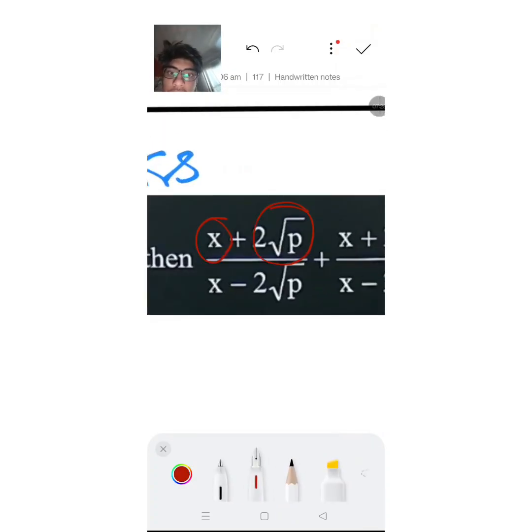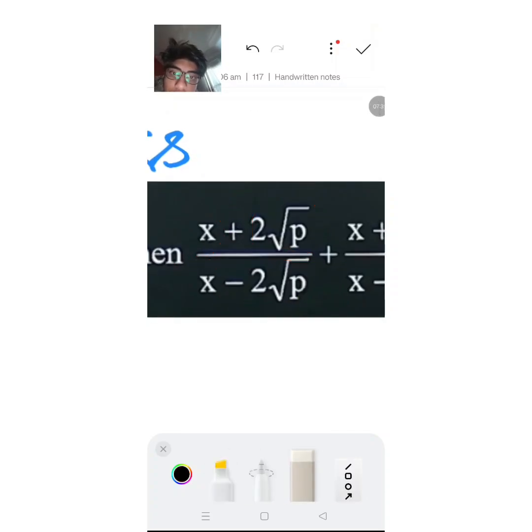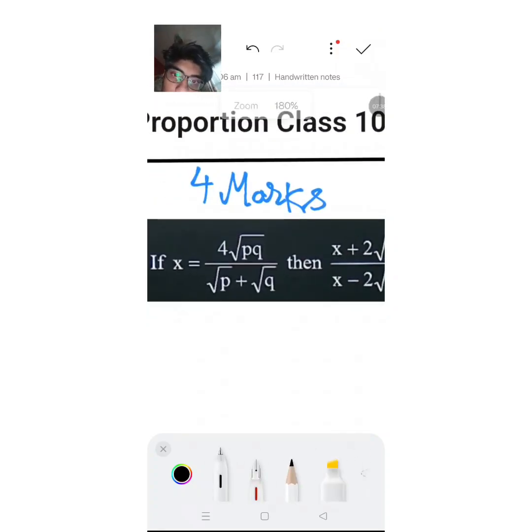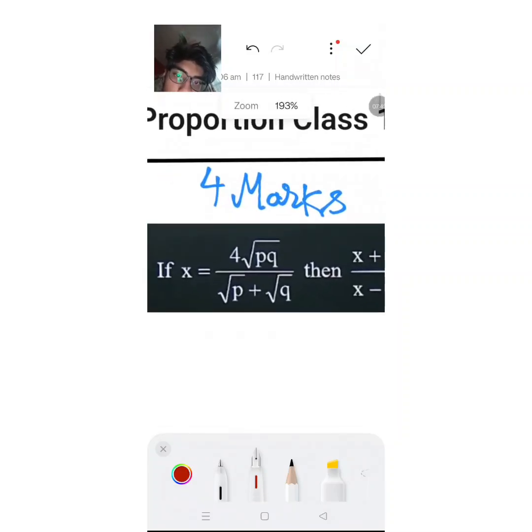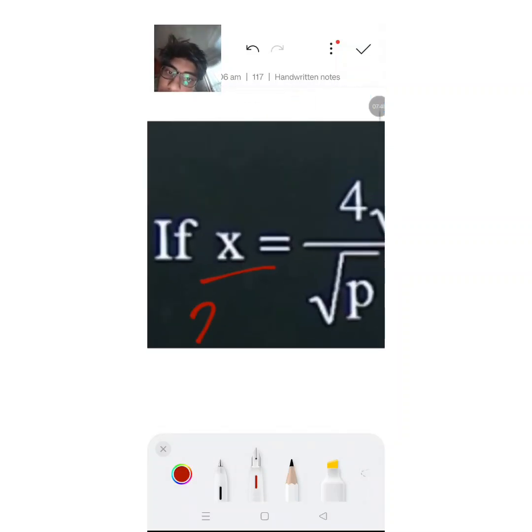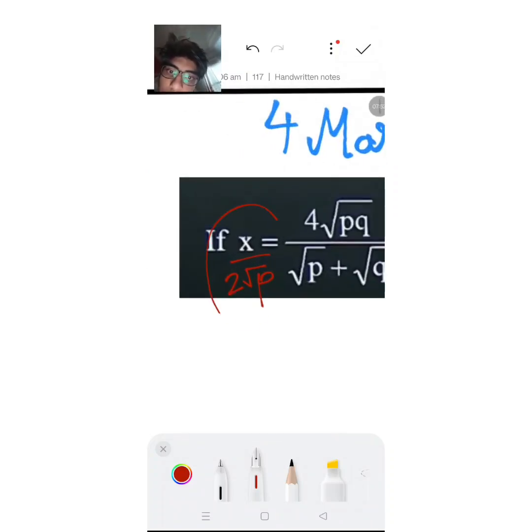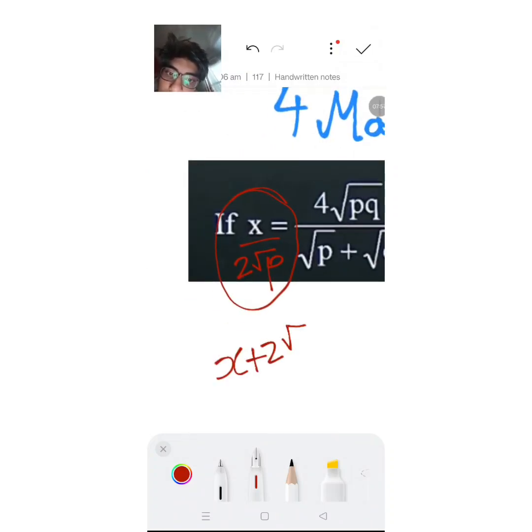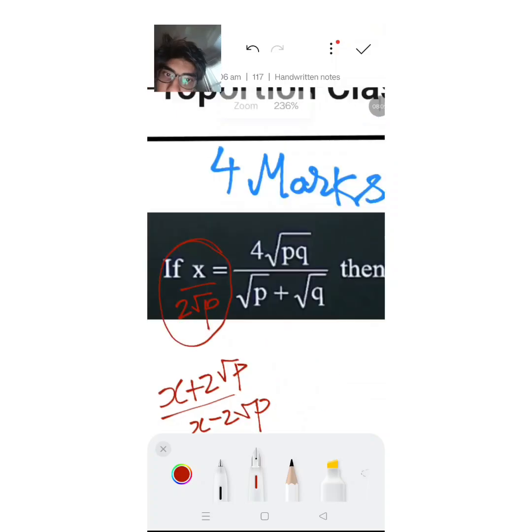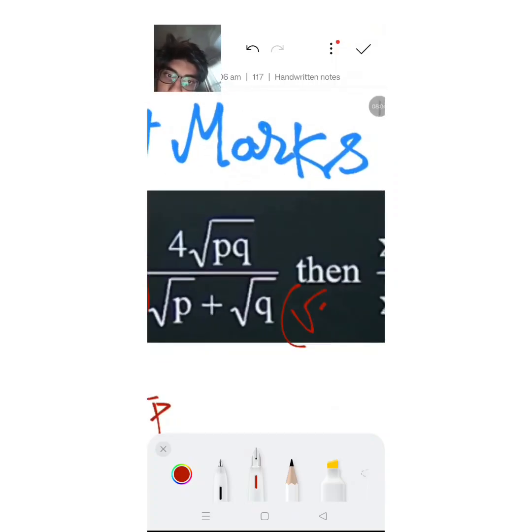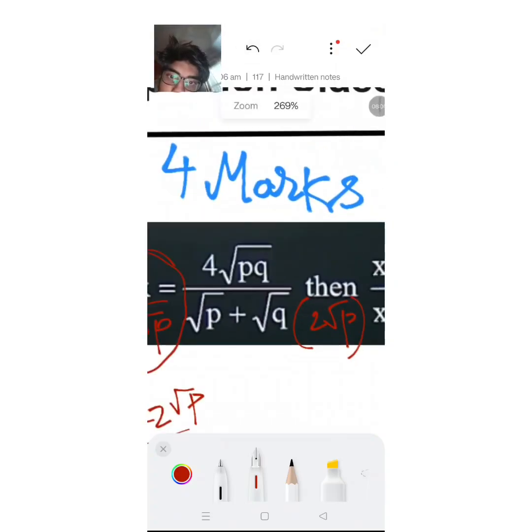This is in the form (x plus y) over (x minus y). Whenever you have x plus something over x minus something, just know that componendo-dividendo would be used. So we're going to do a small algebraic manipulation over here. We're going to divide x by 2 root p. Because once we do that and apply componendo-dividendo here, this becomes (x plus 2 root p) over (x minus 2 root p). And since we're dividing this by 2 root p, we also divide this by 2 root p.